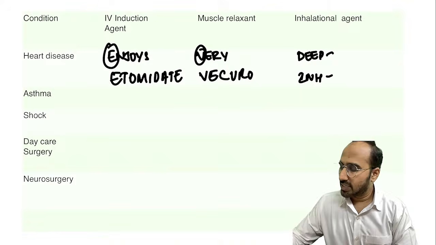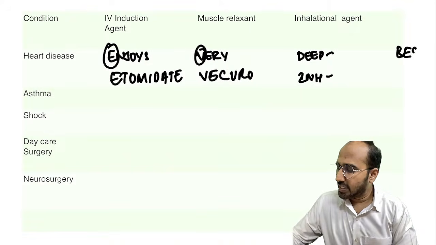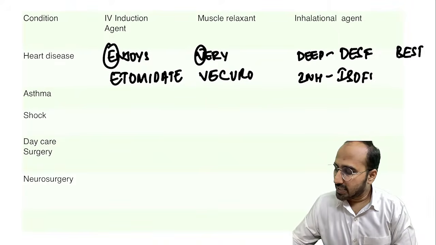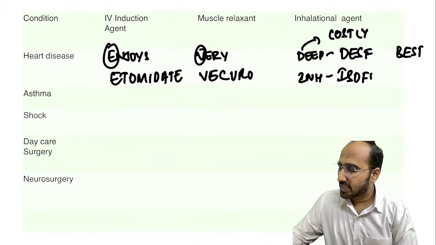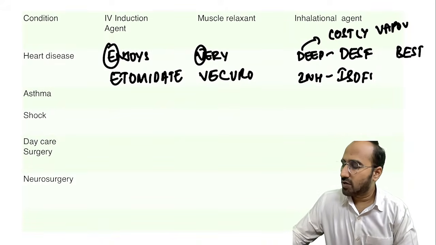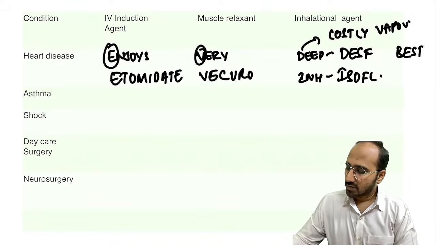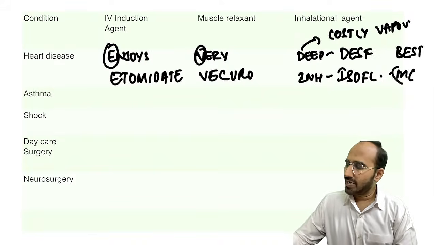Next, deep inhalational. The best inhalational agent for heart disease is desflurane. But most commonly we are using what? Isoflurane. Reason why? Because desflurane comes with a costly vaporizer. The vaporizer is very costly. Okay. Most commonly we are using isoflurane.